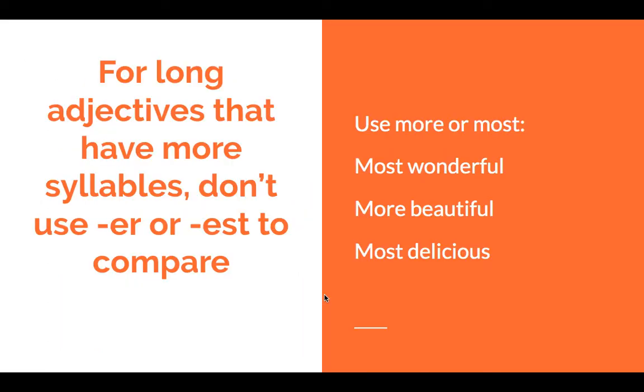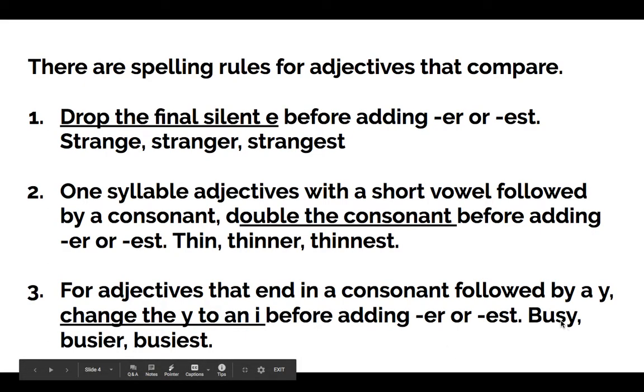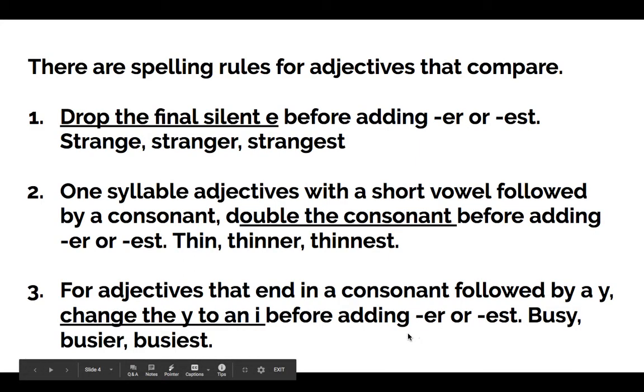Okay, rule number 3. If your adjective ends in a consonant and then a Y, our example here is busy. Here's our consonant, here's our Y. When we want to compare two or more than two, we're going to change that Y to an I and then add ER or EST. So busy becomes busier. Busiest: to compare more than two busy things, we would say busiest.